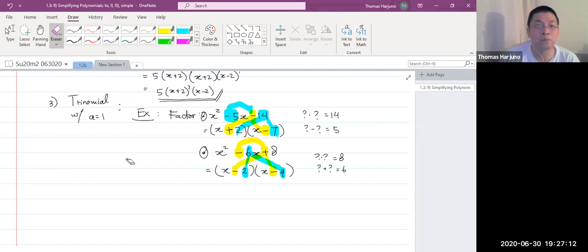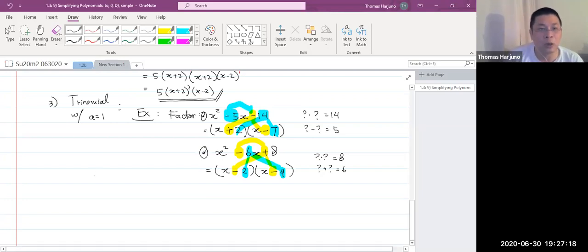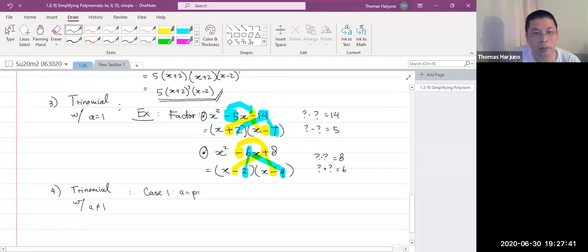Okay, now that's for trinomial. I think trinomial with leading coefficient 1 is still on the easy side. The one that is on the harder side is when the trinomial has leading coefficient not 1. Now from here, I separated into two cases. Case 1 is when the leading coefficient is a prime number.